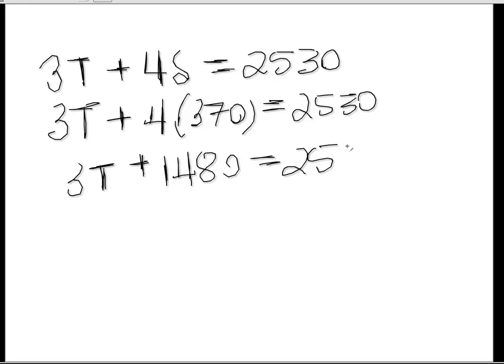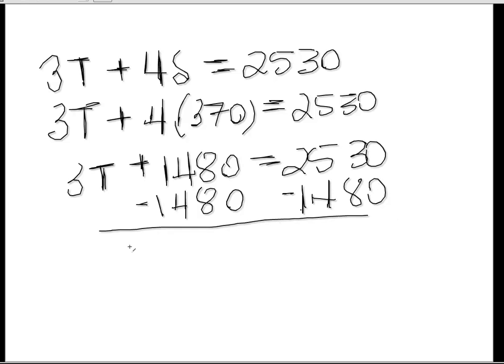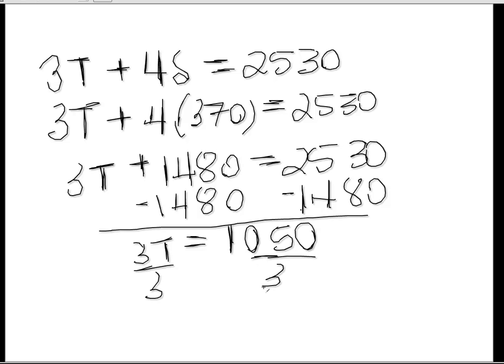Now the goal is to get 3t by itself. To get 3t by itself, I'm going to subtract 1,480 from both sides. When I do that, I'm left with 3t is equal to, sorry, not 10,000, 1,050. Now, we got to get t by itself. I'm going to divide everything by 3. I end up with t equal to 350.